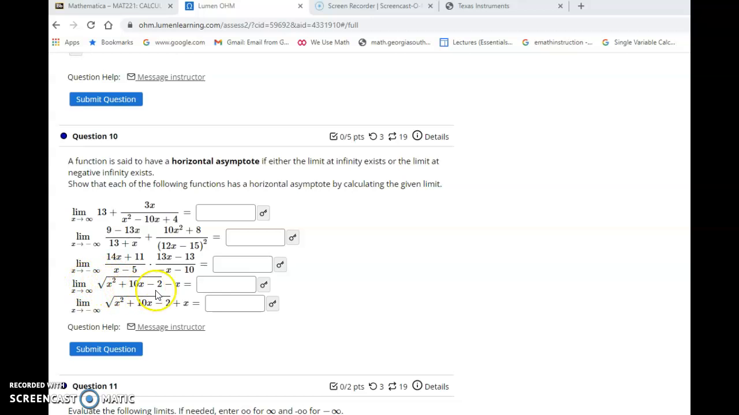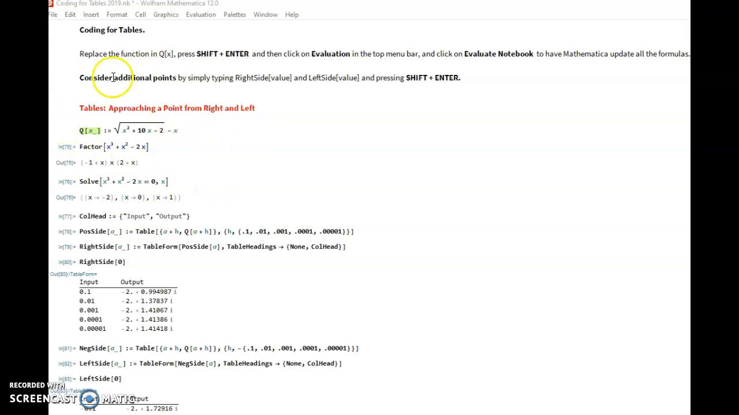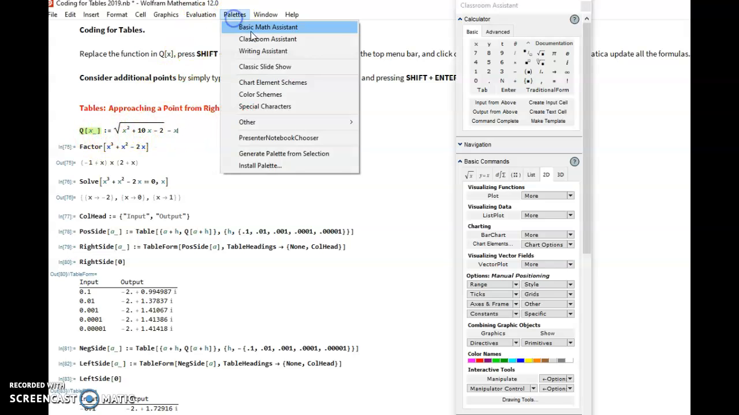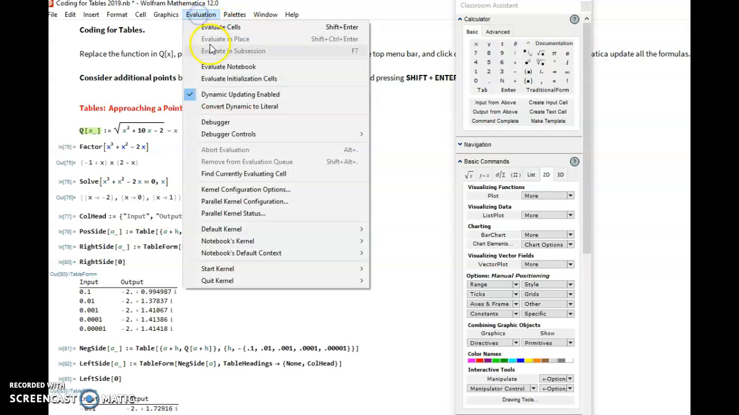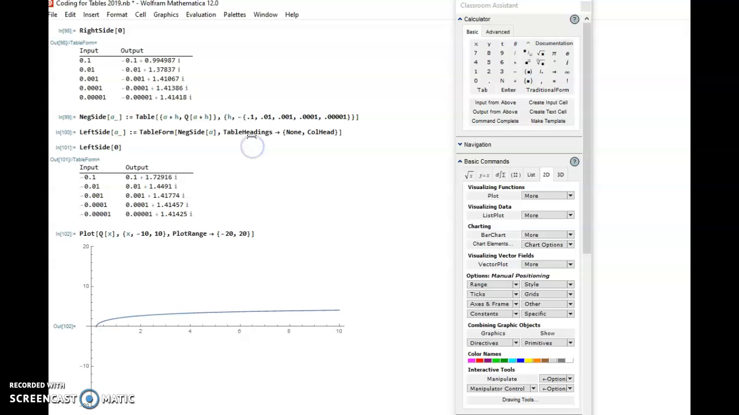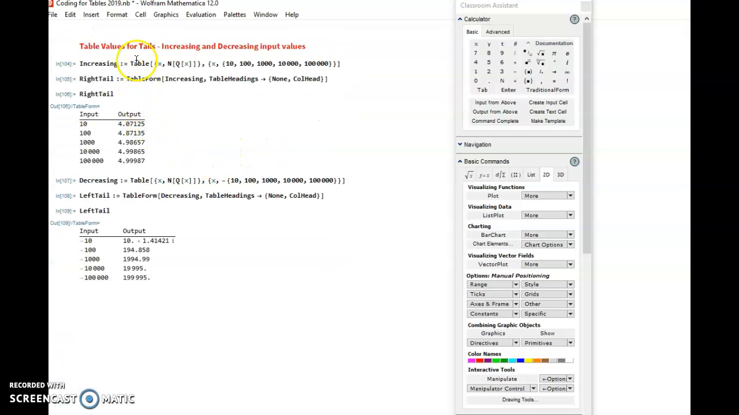I'm going to look at this one right here in Lumen. It is the square root of x squared plus 10x minus 2, minus x, and I want the limit as x approaches infinity. So I come into my coding for tables, and I typed this in here, which is the function I got from Lumen. I'm going to now just evaluate my notebook with this new function, and then I'm going to go down here where we look at as x approaches infinity, which is the right tail of the function. And you can see it here, it's getting closer and closer to 5.